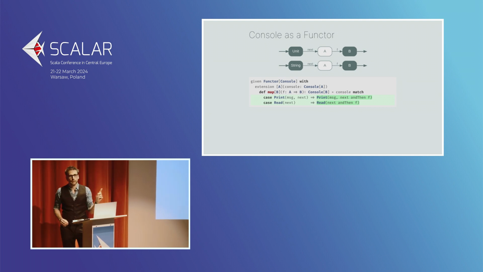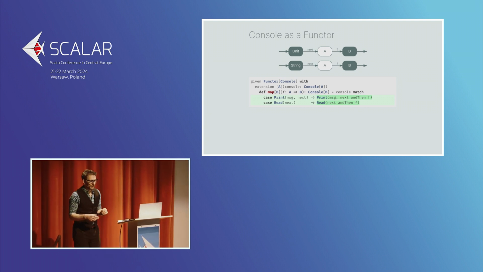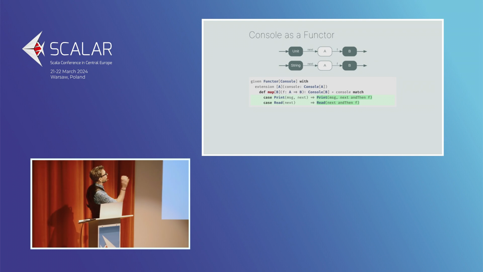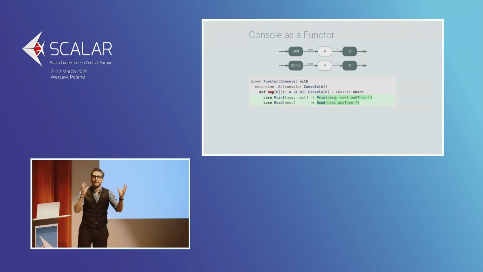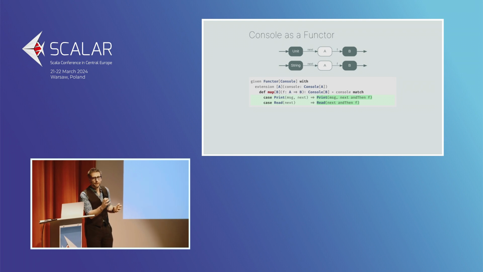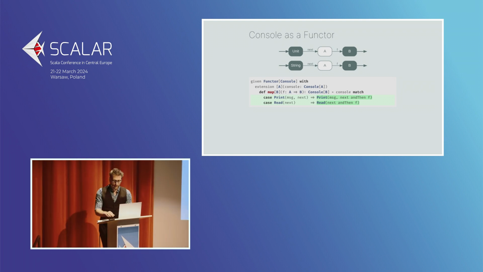The important thing to remember here, because that's going to come up if I manage to get to the end of that talk, is that console is a functor because of the continuation. The fact that console is a functor and that it has a continuation are very linked to each other. So that is an important thing to keep in mind.